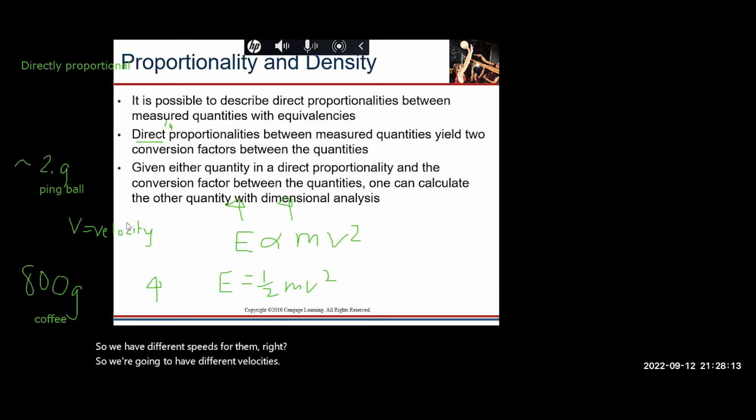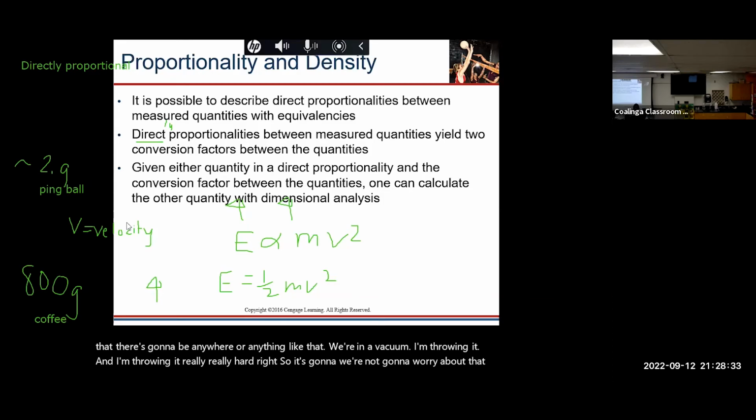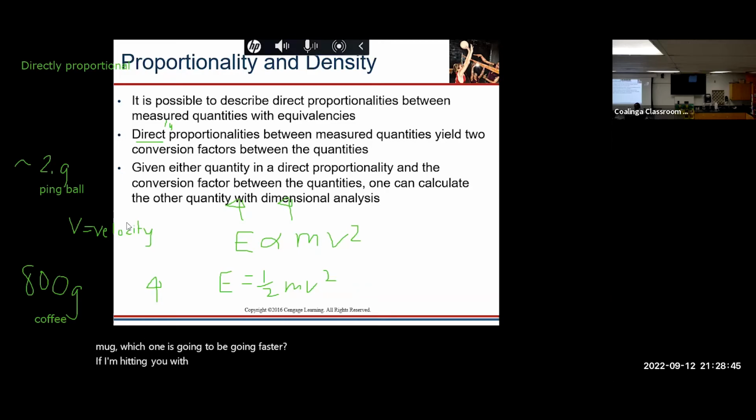With the stopping power of air, wouldn't it slow the ping pong ball down significantly? We're not taking into consideration any wind or anything like that. We're in a vacuum. I'm throwing it really, really hard, so we're not going to worry about that part. If I want to hit you with the same amount of energy, the ping pong ball and the coffee mug, which one is going to be going faster?